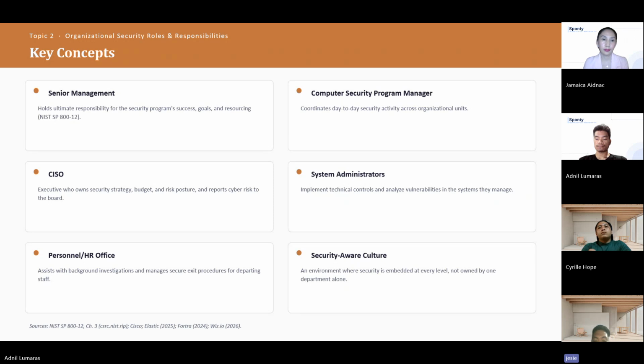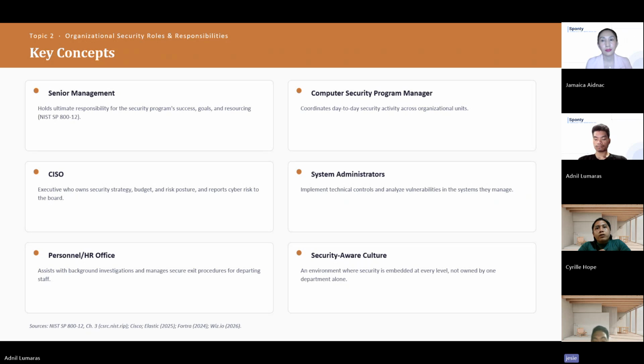The CISO sits alongside the CIO and CTO as a peer executive rather than reporting several layers below, which reflects how central security has become to overall business risk.